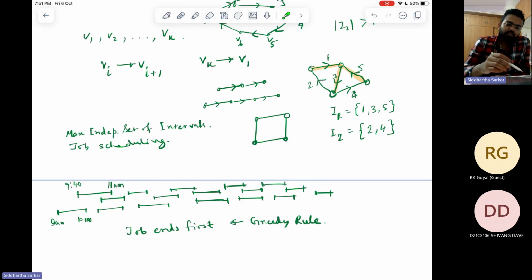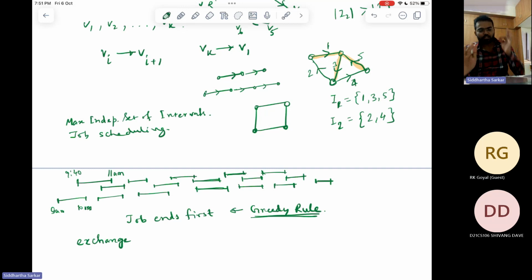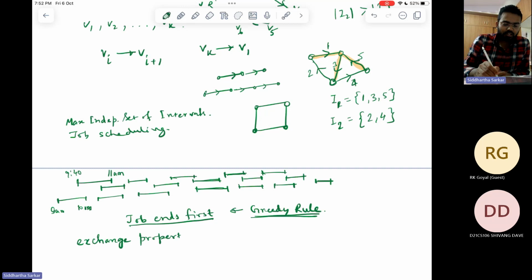There is something called the exchange property. If you look at the proof of correctness of this greedy rule, this greedy rule is just one of the greedy rules. There are many different greedy rules you can apply. For example, somebody can suggest: why don't you pick the job which is shortest? I have an intuition that if you pick the shortest job, then you are left with more bandwidth and you can accommodate more jobs. But that doesn't work. The reason this greedy rule, picking the job that ends first, works is because of the greedy property.